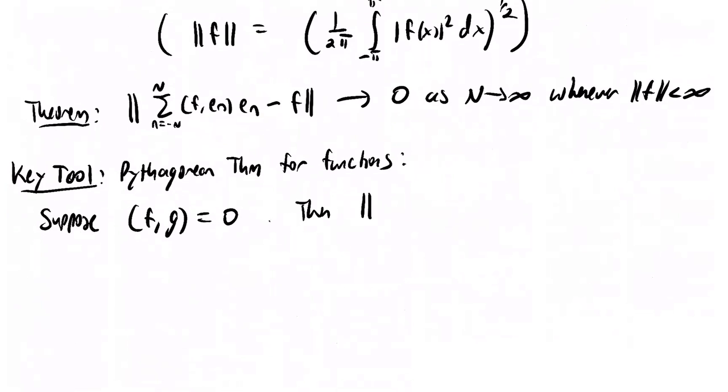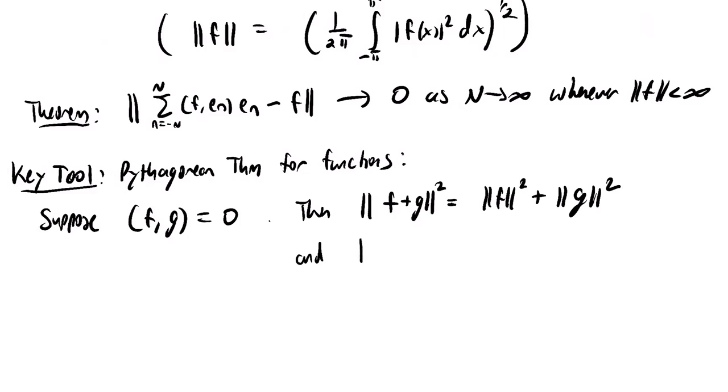The Pythagorean theorem says that if I look at f plus g and I take the L2 norm of that quantity and square it, this is equal to the norm of f squared plus the norm of g squared. Whenever you hear me say norm, you can also think magnitude or length or something like that. These words are all used interchangeably.